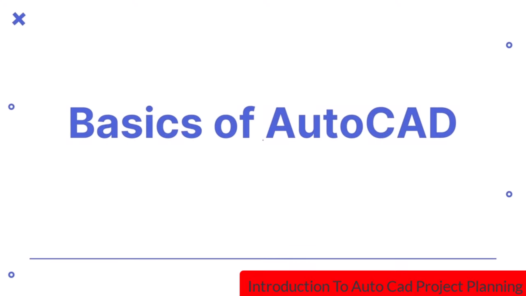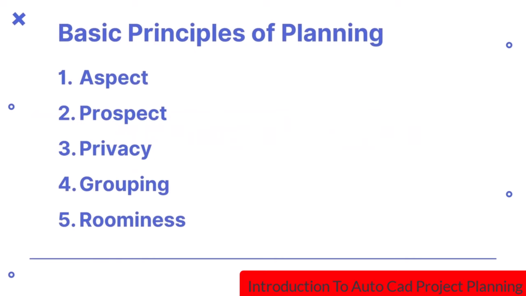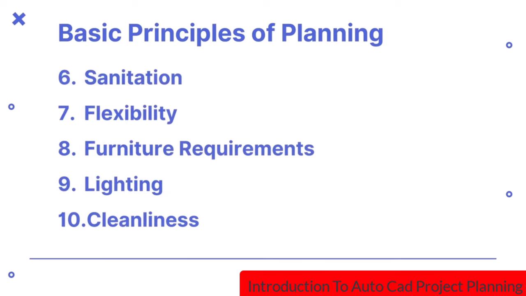Hello everyone. In the last video, we learned about principles of planning and we have covered aspect, prospect, privacy, grouping and roominess. In this video, we will learn about sanitation, flexibility, furniture requirements, lighting and cleanliness.